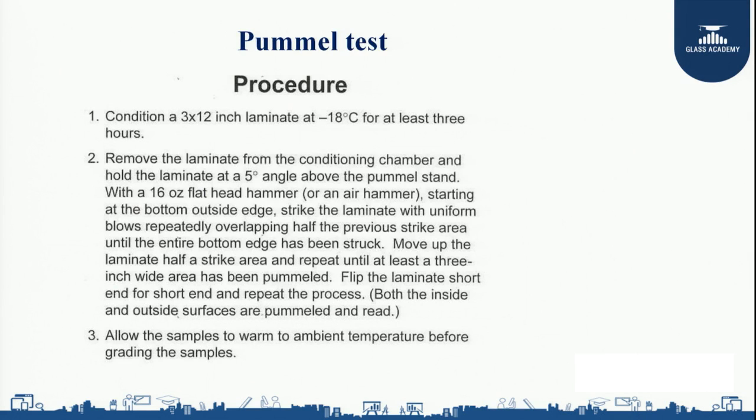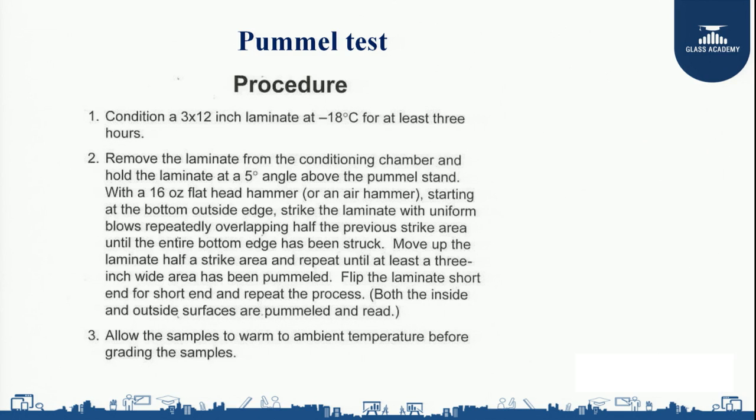The procedure is: a 3 by 12 inch laminate is cooled at minus 18 degrees centigrade for at least 3 hours. Then remove the laminate from the conditioning chamber and hold it at a 5 degree angle above the pummel stand with a 16 oz flat head hammer or an air hammer. Starting at the bottom outside edge, strike the laminate with uniform blows repeatedly, overlapping half the previous strike area until the entire bottom edge has been struck. Move up the laminate half a strike area and repeat until at least a 3-inch wide area has been pummeled.